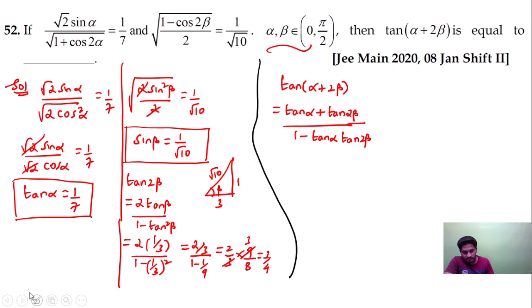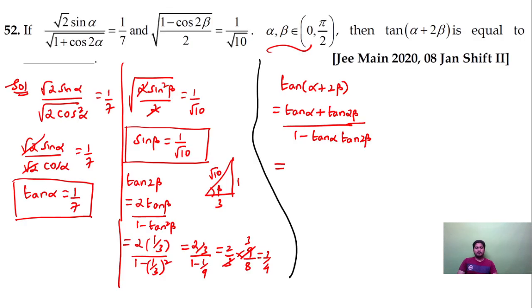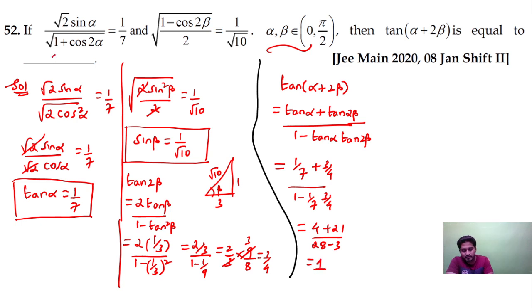So now I know the value of tan alpha, and I know the value of tan 2 beta. Tan alpha is 1 upon 7 and tan 2 beta is 3 by 4. So this equals (3/4 + 1/7) divided by (1 minus 1/7 times 3/4). Take LCM 28, it will get cancelled, you get 4 plus 21, again 7 4s are 28 minus 3, that is 25 upon 25, which is 1. Answer will be equal to plus 1. Alright, let's move to the next question, guys.